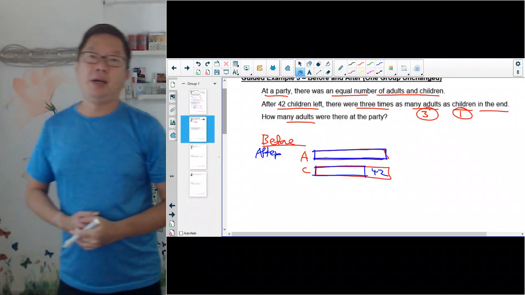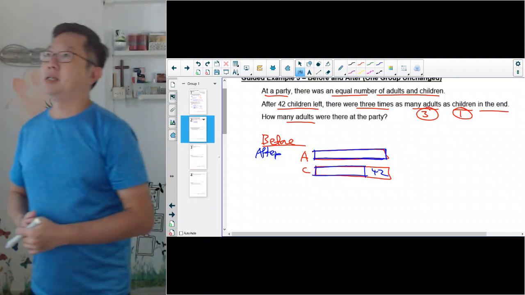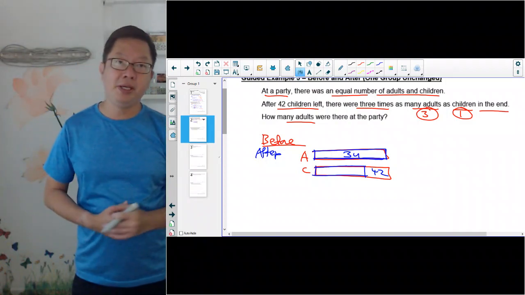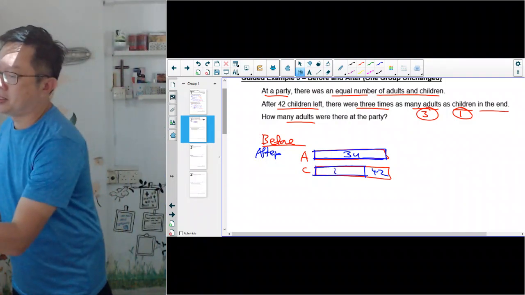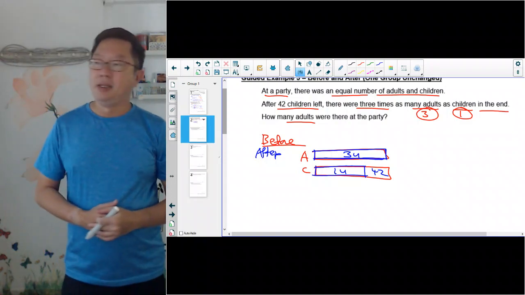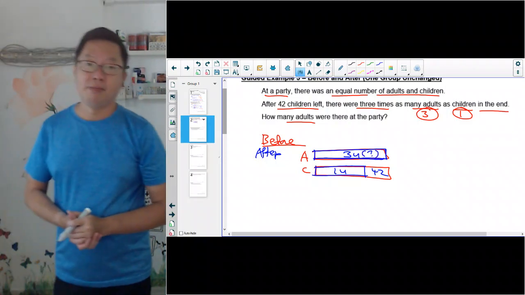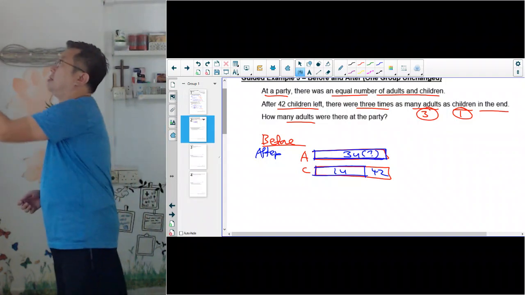Okay? Then there were 3 times as many adults as children. So which means that the adults has 3 boxes, or you can call it 3 units, and the children has 1 box or 1 unit. So how many adults were at the party, which is your question mark, and your model is done. Okay? So how do we continue with the model?